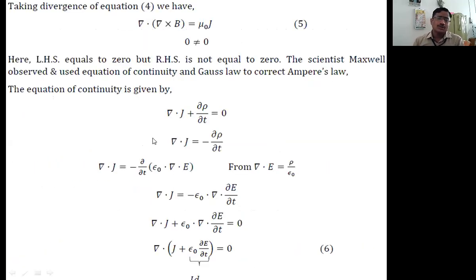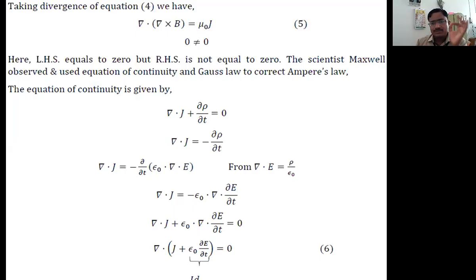Now, when he took the divergence of the equation 4, that is Ampere's law, what he found is that the LHS is a divergence of a curl B, and RHS we have a divergence of a J, but divergence of a J is not equal to 0. LHS is equal to 0. So LHS is 0, but RHS is not equal to 0, and this was an inequality. Therefore, the RHS was not equal to 0, LHS was equal to 0, and this inequality existed.